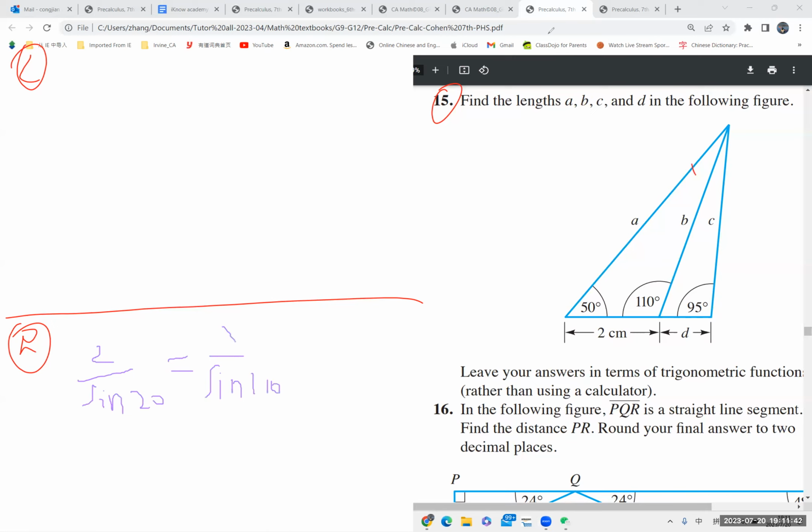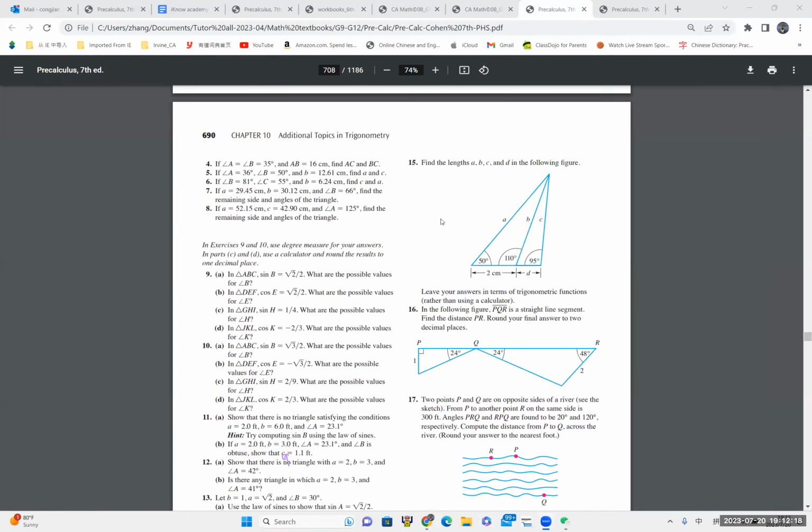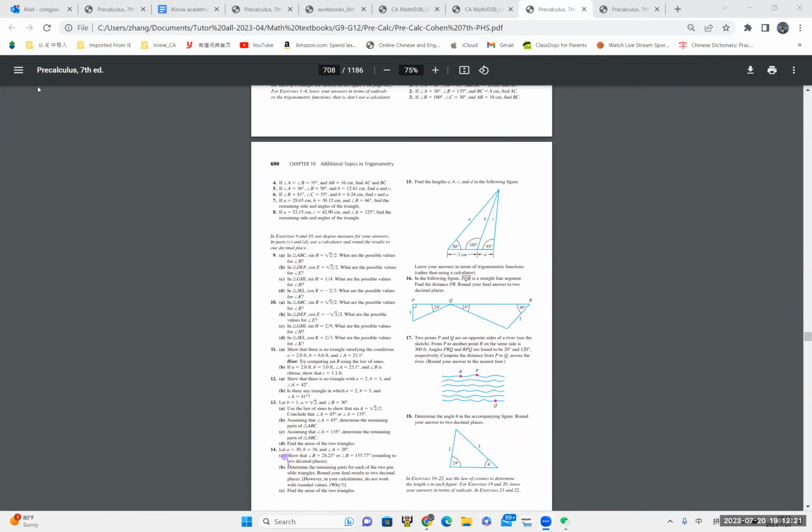Okay, good. So this angle is 20 degrees, right? 2 over sine 20 equal to x. So x just means a, right? Okay, fine. So we can get a, we can also get b. Then in this small triangle, we can go to find c and d. Okay, so let's stop here. So we finish all the knowledge for trigonometry.